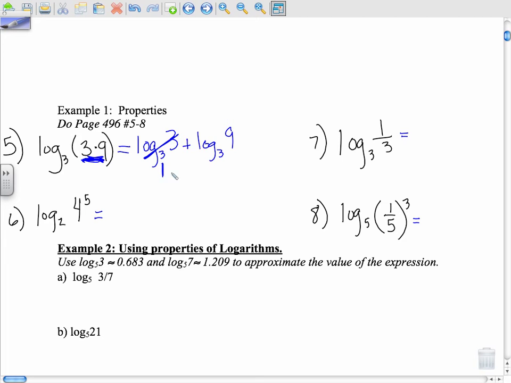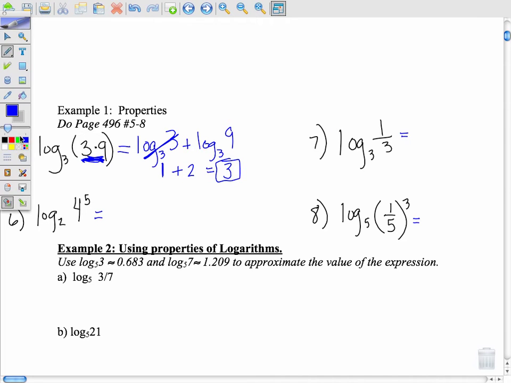So the log base 3 of 3, if you remember from yesterday, crosses out. It leaves me with a 1. Plus log base 3 of 9 is 3 to what power gives you 9? The answer to that is 2. The answer here is 3.